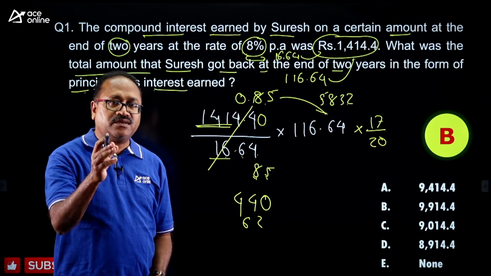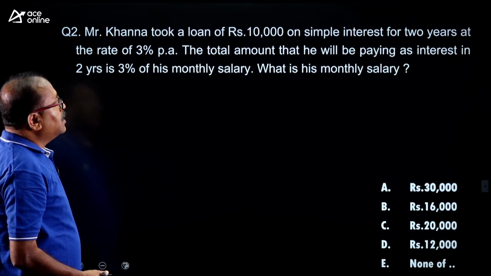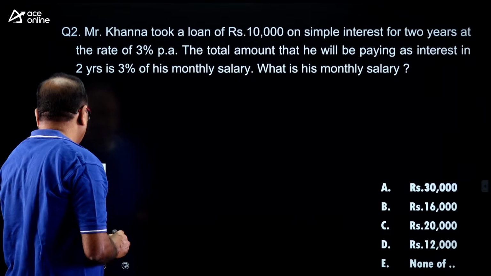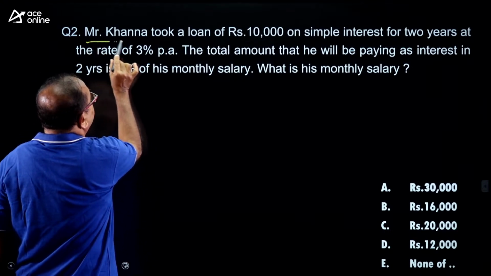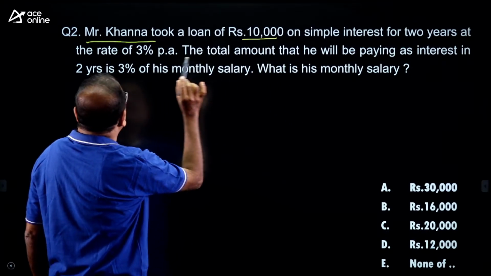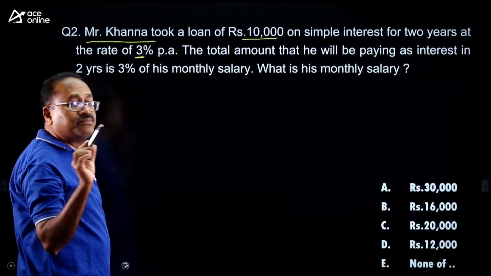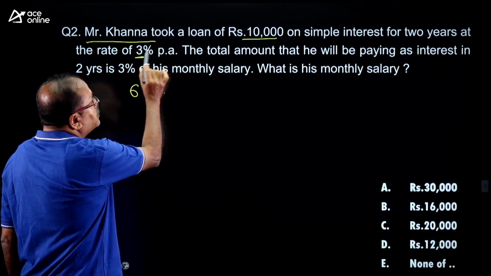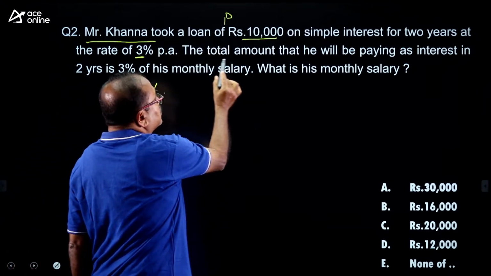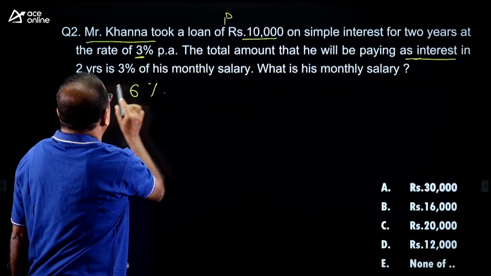Let's move on to the next question, which is this. Now, I will read the question and then I will wait for your response. You can answer this question in one line, my dear friends. Understand it. Mr. K took a loan of 30,000 on simple interest for 2 years at the rate of 3% per annum. For 2 years at the rate of 3% per annum, simple interest is 6%. 3 into 2, 6%. Okay, this is what the principal is.